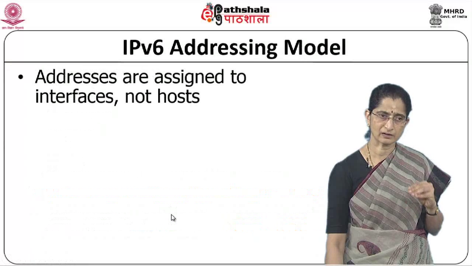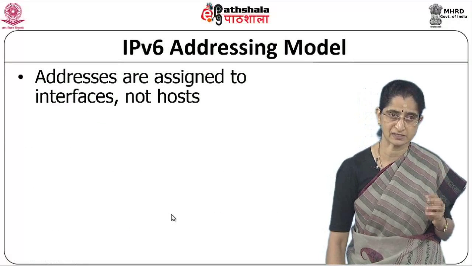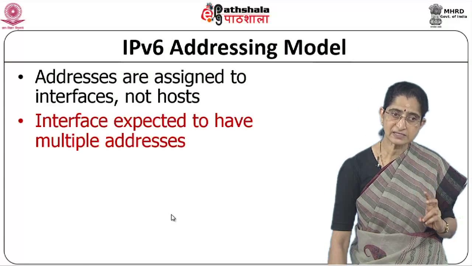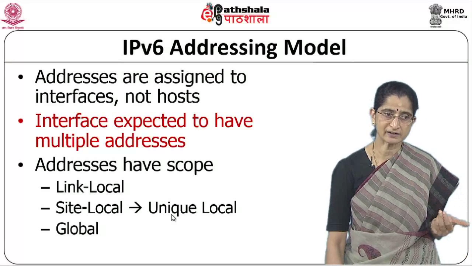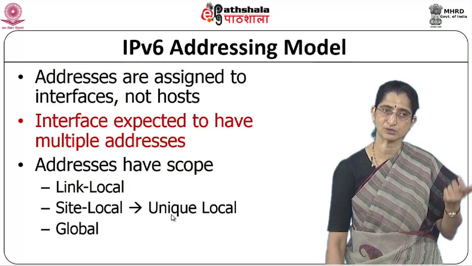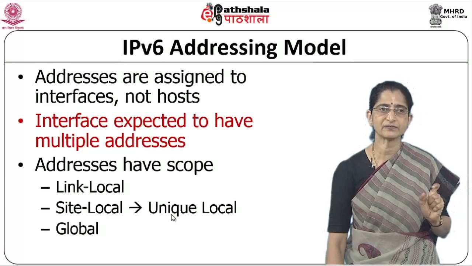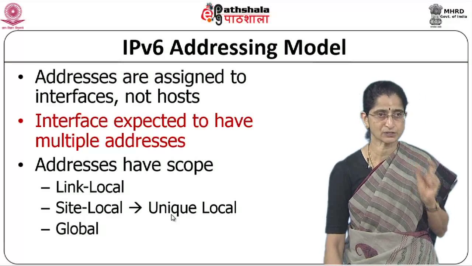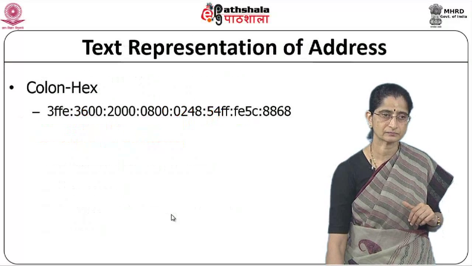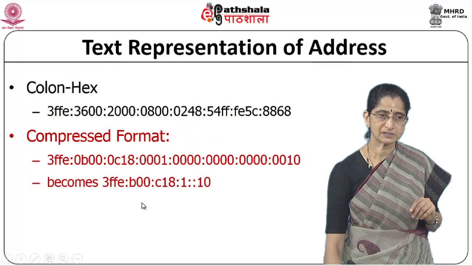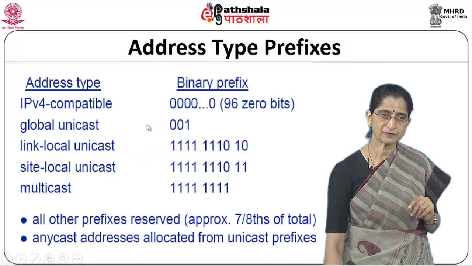And in IPv6 addressing, what we need to note is that the addresses are assigned to interfaces, not to hosts. So an interface could have multiple addresses, okay, and addresses have scope. You could have a link local address, a site local address, a unique local address or a global address. Okay, so you have different scopes for the different addresses, and the scope identifier is normally given by means of the prefix of the address. So by looking at the prefix, you will be able to identify what kind of address it is. Okay, so that is the representation of the addresses that we just talked about, and the types of addresses that we have.